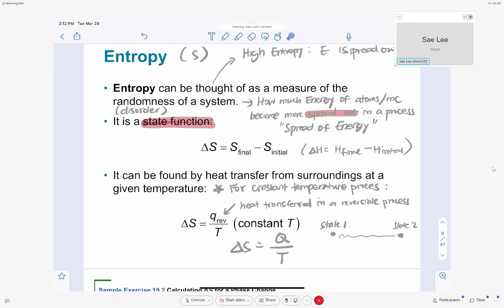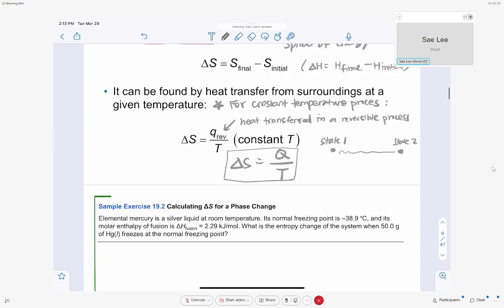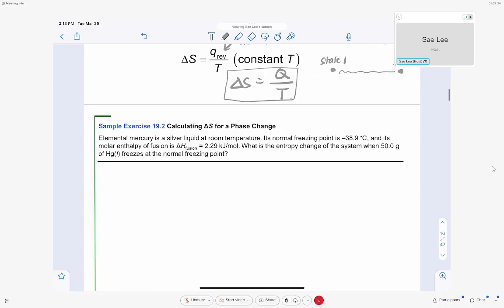Okay. The reversible process would have a certain amount of heat transferred during this process, labeled as Q reversible, right? But even if the process going from state 1 to state 2 is irreversible, a certain amount of heat is still transferred. So that's why we can still use this equation for the irreversible process too. So we will use this equation as the general equation. Let's try a sample exercise.